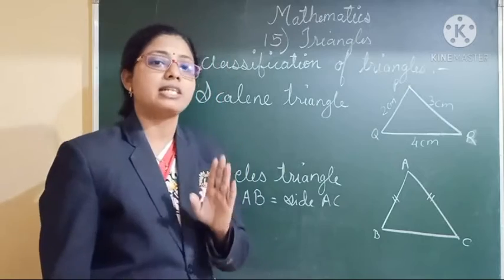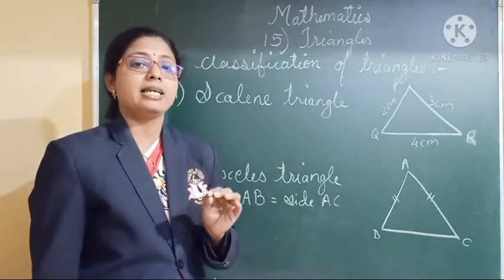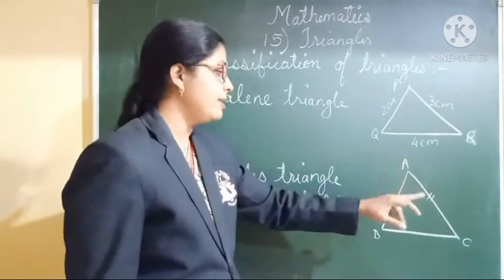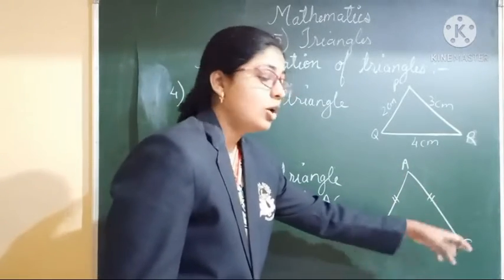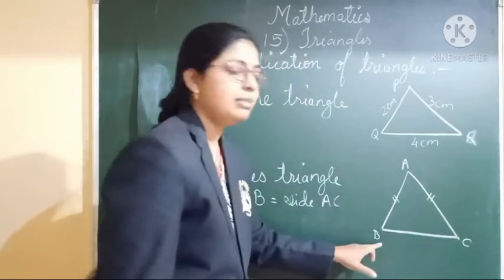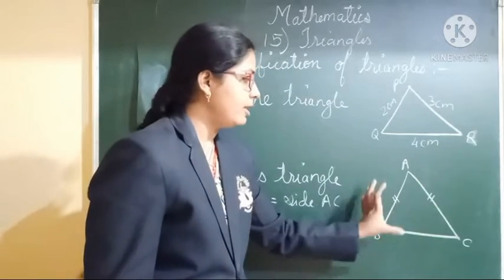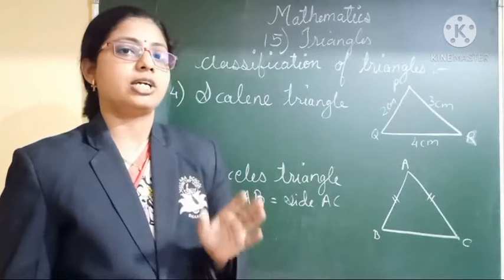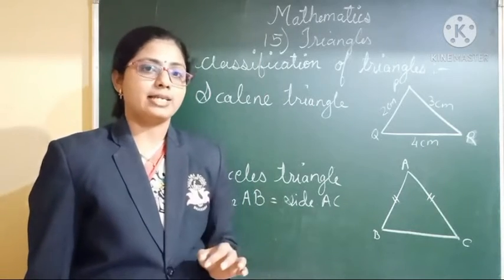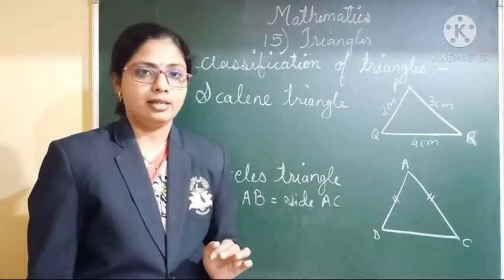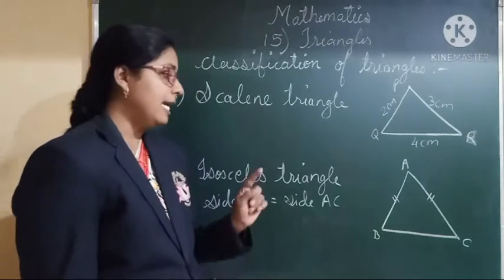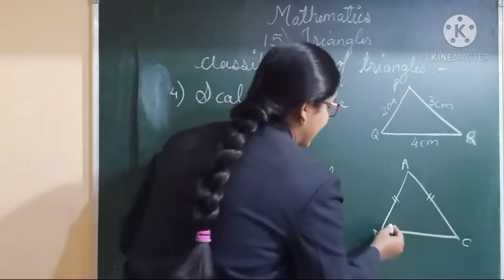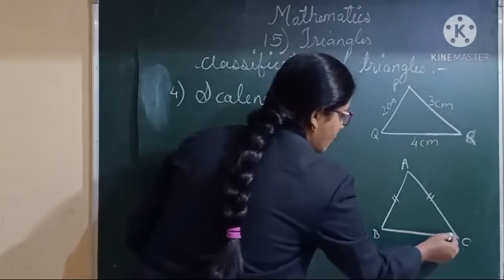If two sides of a triangle are equal, that means it is an isosceles triangle. It doesn't mean that only these two sides. It may be AB and BC, or it may be AC and BC. Both can be equal. It depends. But any two sides of a triangle which are equal, then that triangle is known as an isosceles triangle. Then afterwards, one more property you have to understand is the base angle. Base means this is the base of this triangle.